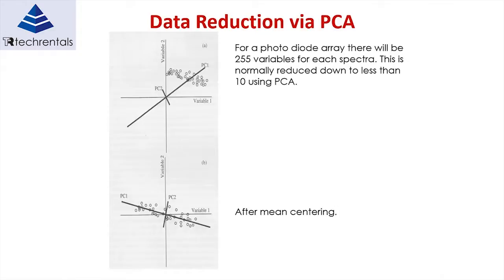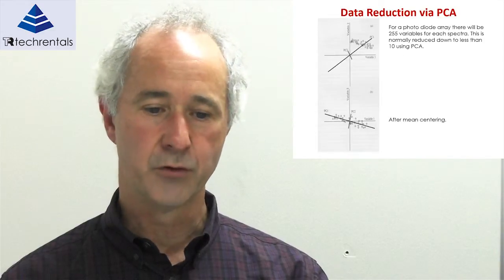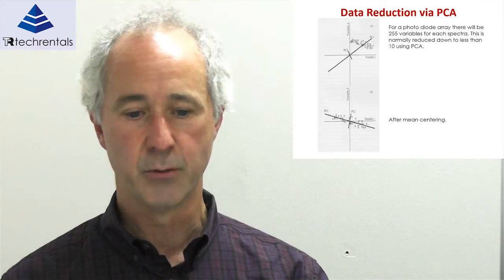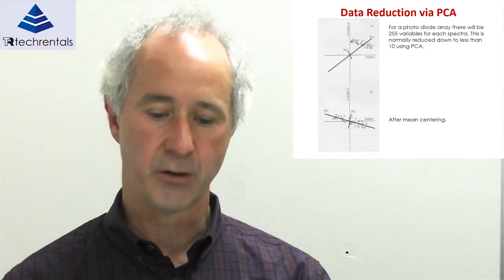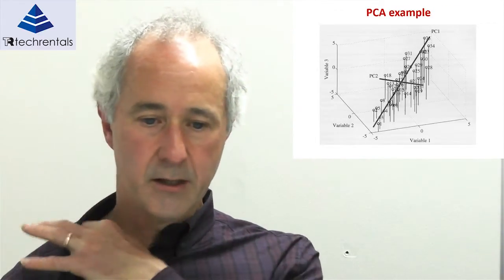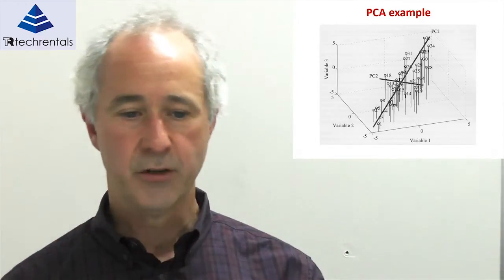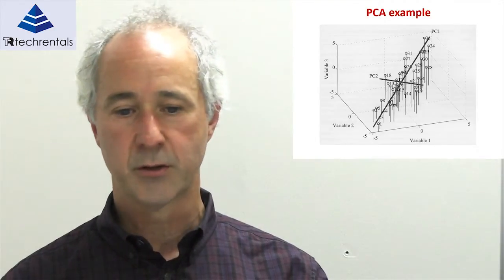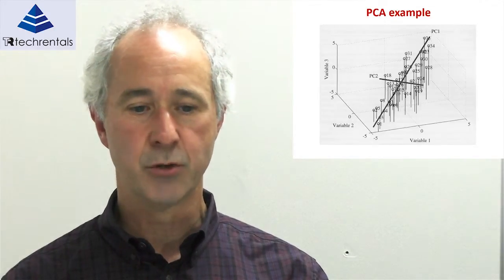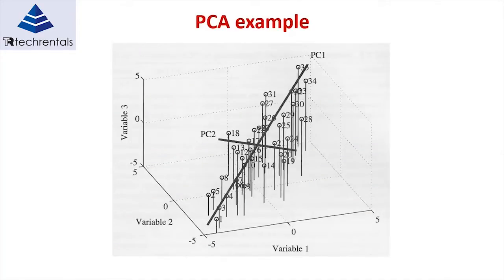But there obviously hasn't been much reduction here. We've started off with 2 variables, and we've still got 2 variables, 2 axes. So we haven't reduced our number of variables, but we have ordered them in order of variation. So here's another example in 3 axes. If all these samples were in one plane, for instance, then we could go from 3 variables down to 2 principal components. Once again, it shows that principal component 1 is now showing the predominant amount of variation in the sample set.